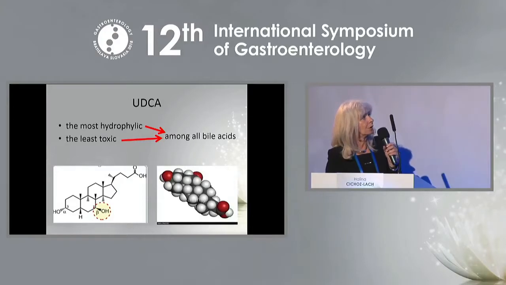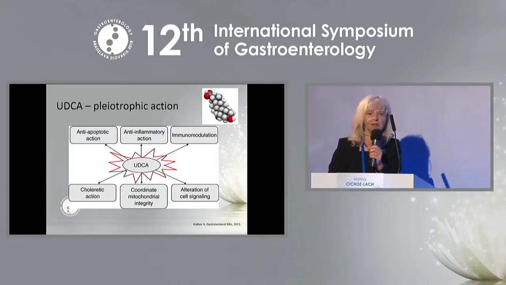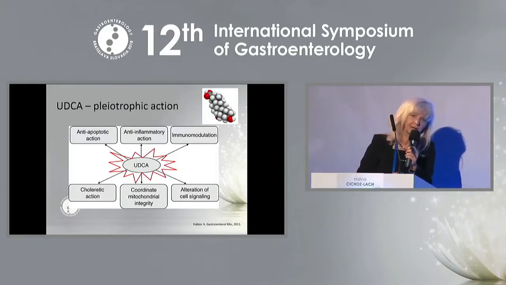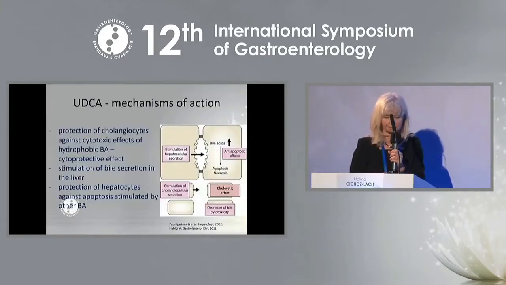In comparison to all bile acids, UDCA is the most hydrophilic and the least toxic. This results from its spatial structure and the localization of the hydroxyl group in the 7-beta position. UDCA shows pleiotropic activity, mainly anti-apoptotic, anti-inflammatory, immunomodulatory, choleretic, and cytoprotective effects. Here you can see all the potential activities of UDCA, which may be helpful in the treatment of many different liver diseases.